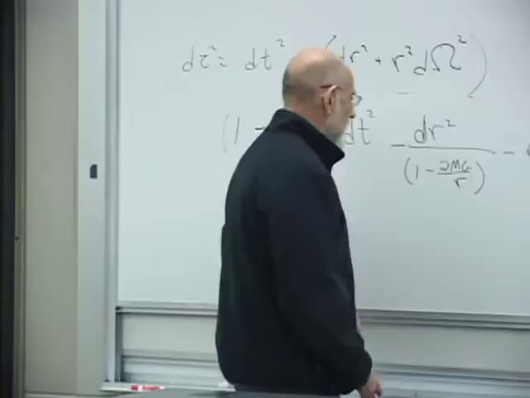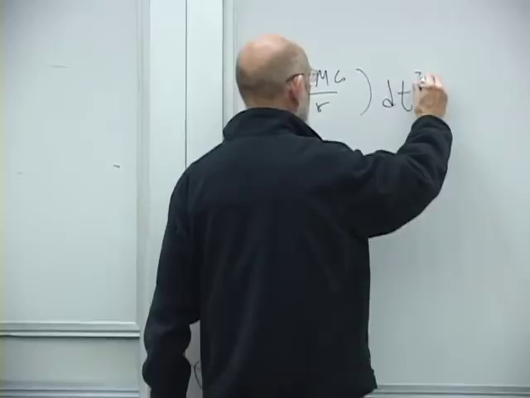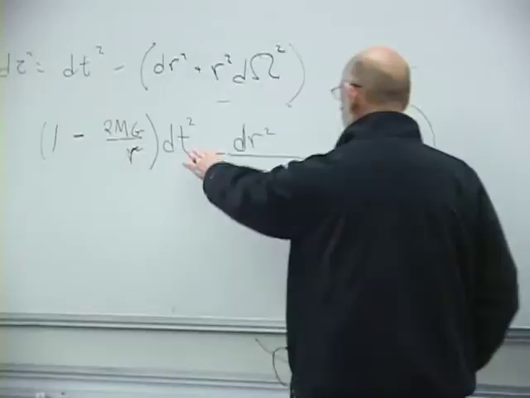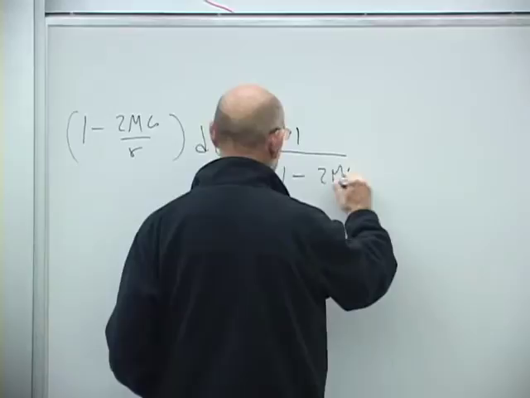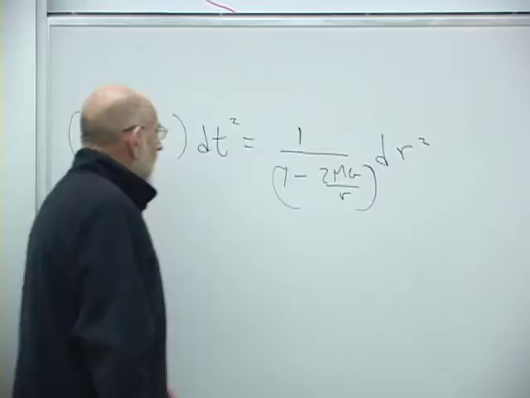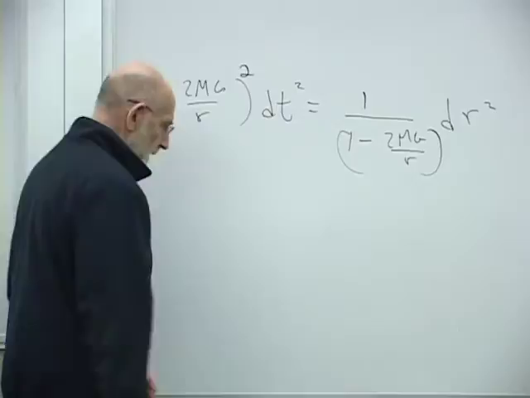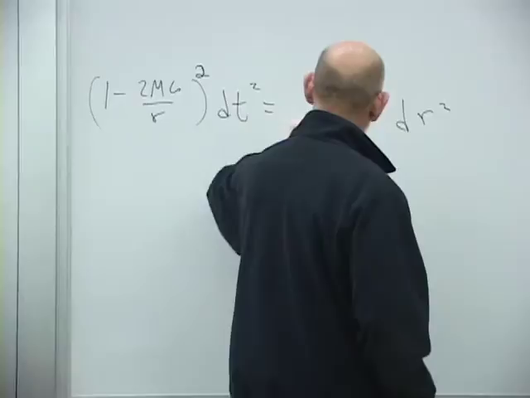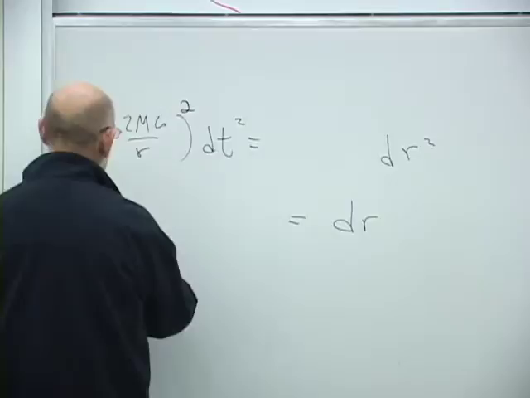So let's work that out. That's 1 minus 2mg over r times dt squared, which must equal, I'm setting the rest of it equal to 0, and I'm doing that by setting dt squared equal to the dr squared term. Equals 1 divided by 1 minus 2mg over r, times dr squared. That's the motion of a light ray. We can multiply both sides of the equation by the thing in the denominator, and that just squares this and removes this. And now I can take the square root if I like. It just says that dr, the distance along the radial direction that it moves, is equal to 1 minus 2mg over r dt.